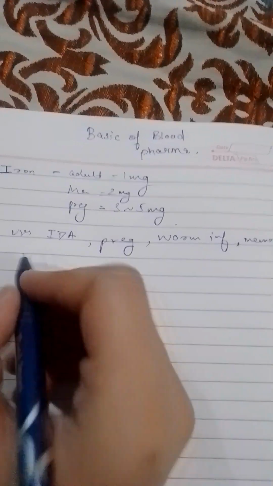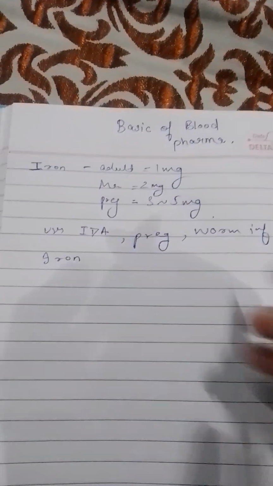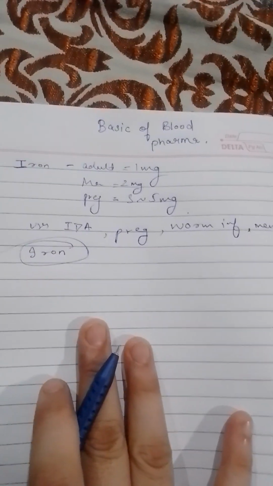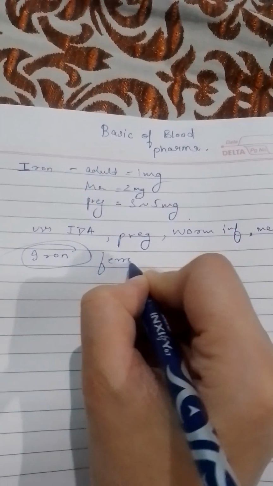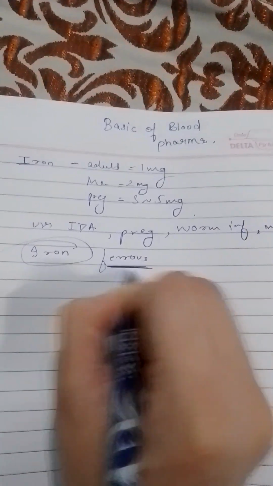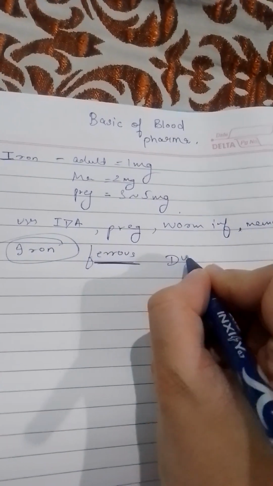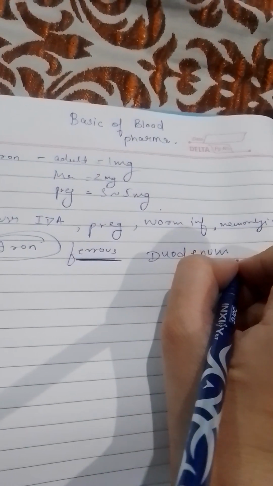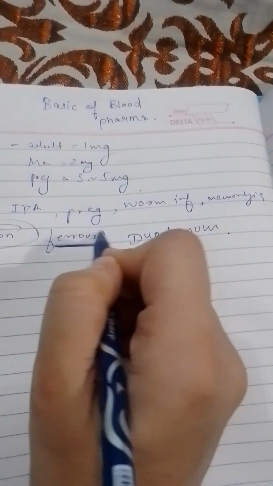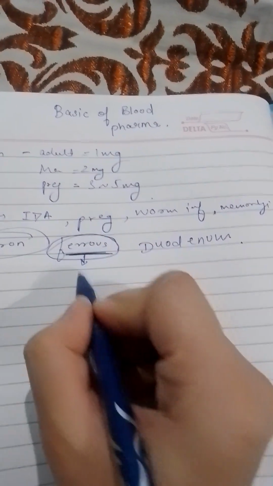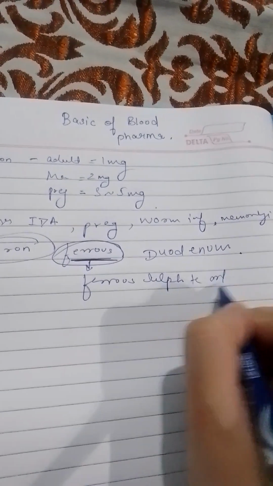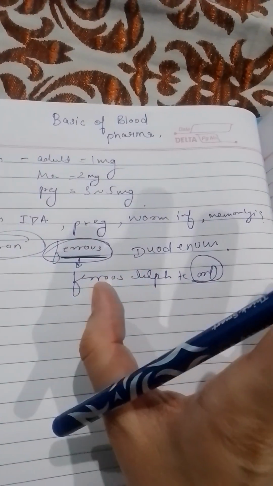Now how is this iron absorbed? We know that our body needs iron, but iron is absorbed in a certain form. There is only one form in which iron gets absorbed, that is the ferrous form. In this form, iron is absorbed from the duodenum. That's why in this form we made one drug, ferrous sulfate, and we give it orally so that it can get absorbed from the duodenum.